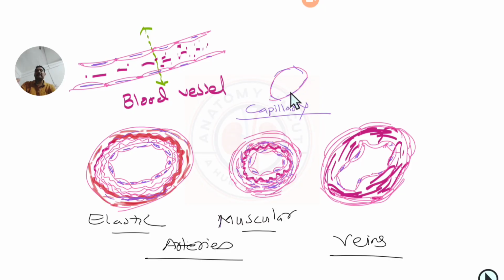So capillary, be careful if you are in a really good institute. You may have a separate short note on the capillary. Why am I saying institute? Because generally the average student will focus on elastic, muscular arteries, and an average institute, likewise, to maintain that pass-fail ratio, will focus on the gross things.